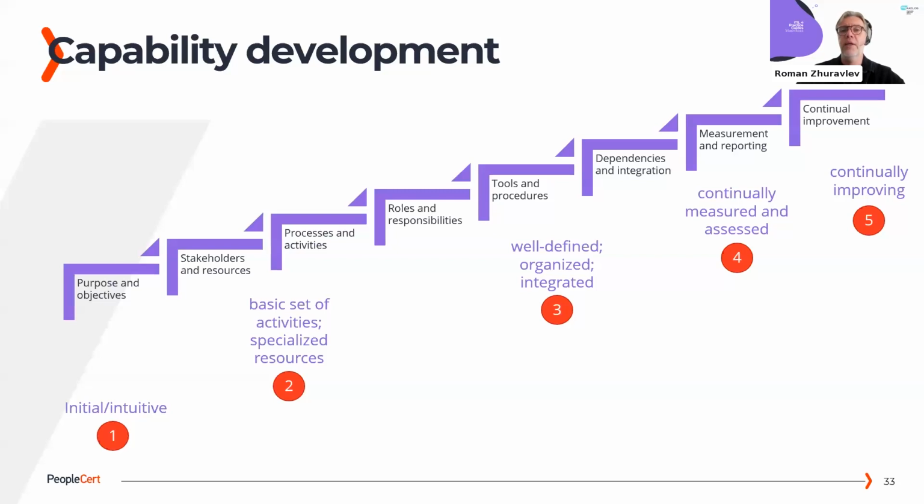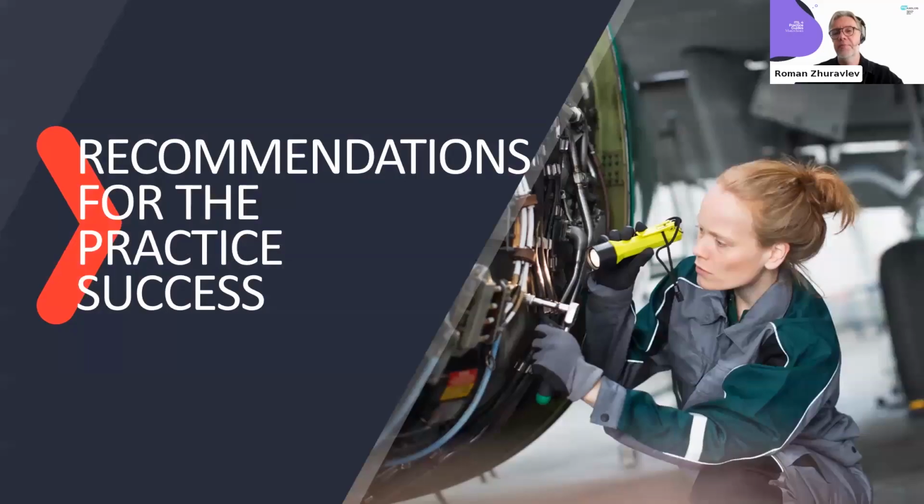Because if you look at the words on these, let's say, stairs at each level, which is described from purpose and objectives to stakeholders and resources to process and activities, and further up to continual improvement, you will map it even now after this presentation, even if you haven't seen any practice guide before, you will map it to the content of the practice guide, because the practice guides actually help developing your management capabilities.